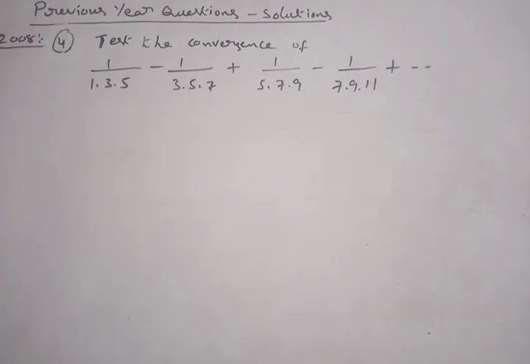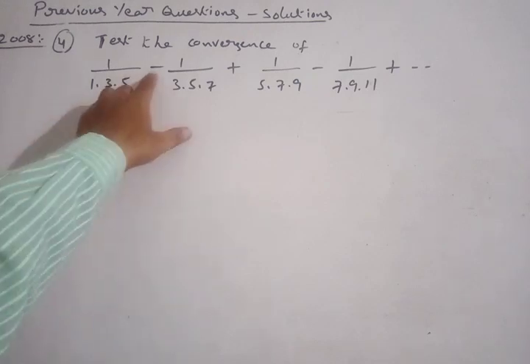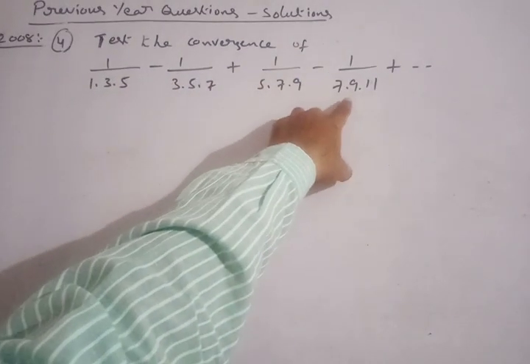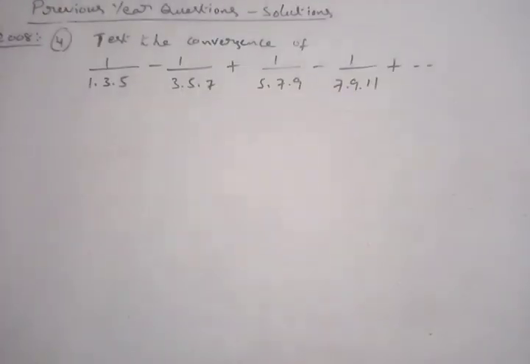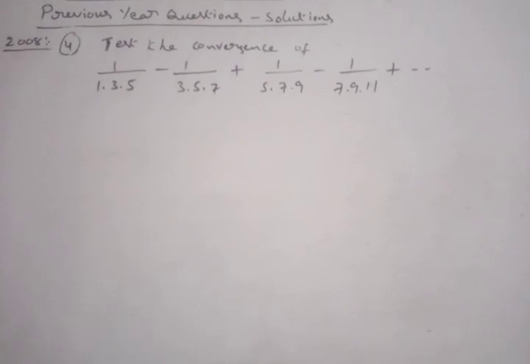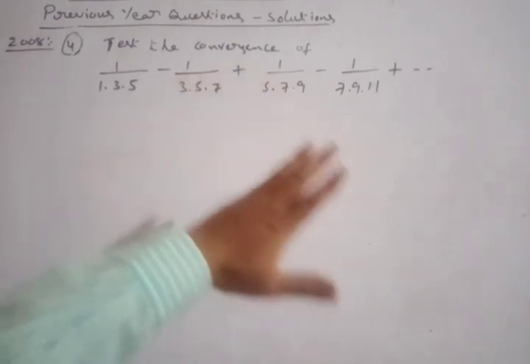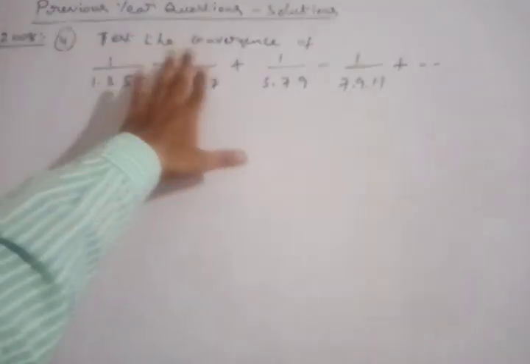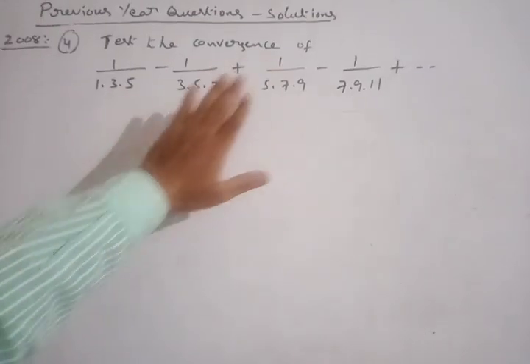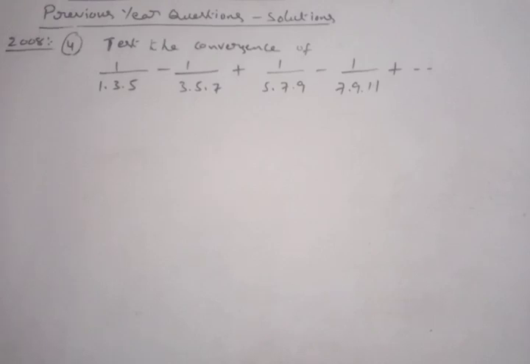Okay, next problem. Test the convergence of 1 by 1 into 3 into 5, minus 1 by 3 into 5 into 7, plus 1 by 5 into 7 into 9, minus 1 by 7 into 9 into 11, plus, and so on. So which test is it? Plus minus plus minus. Alternating series. Correct. He didn't ask to solve by Leibniz or something like that, he just said test the convergence. So we can solve by two methods. One is Leibniz, the other one is alternating series. So I am solving this problem using alternating series.